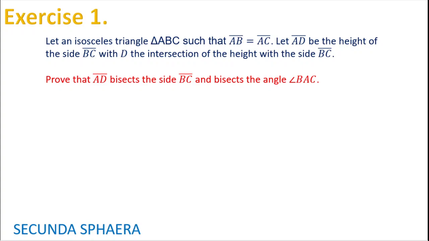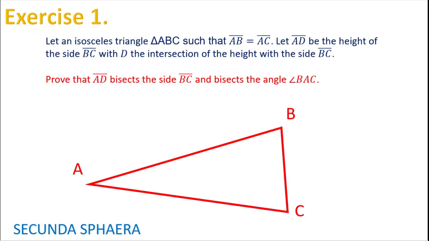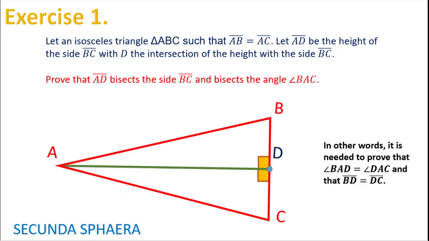triangles. The first exercise says, let ABC be an isosceles triangle such that the sides AB and AC are equal. Let AD be the height to the side BC, with D the intersection of the height with side BC. It is required to prove that the segment AD bisects the side BC and bisects the angle BAC.